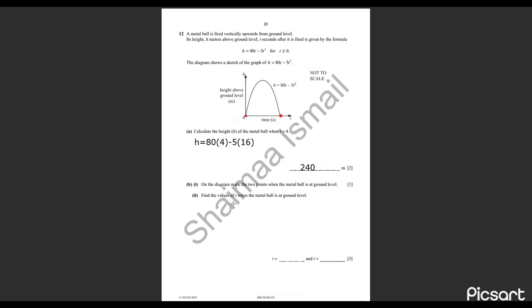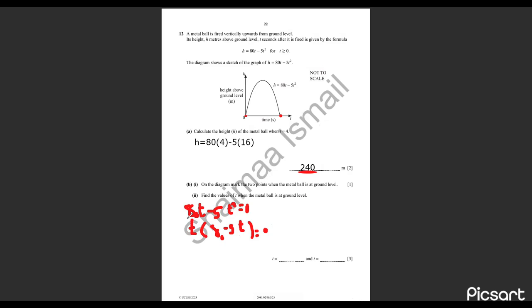And find the values of t where the height is 0, so I'm going to solve this equation. Because the height here is 0, we write it as an equation equal to 0. So we say 80t minus 5t squared equal to 0. Here we can take t outside: t times (80 minus 5t) equal to 0.